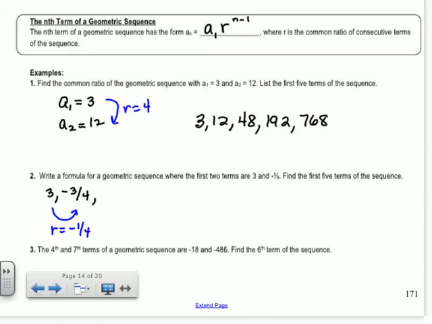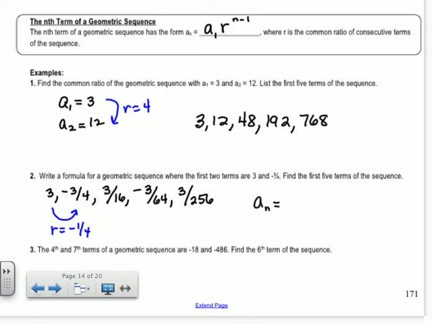Okay, so let's find the other terms. So if I have -3/4 and I multiply it by -1/4, what happens? +3/16, right? How about by another one? -3/64, right? Another one? +3/256. Yes. Okay. All right, so those are the first 5 terms of the sequence.